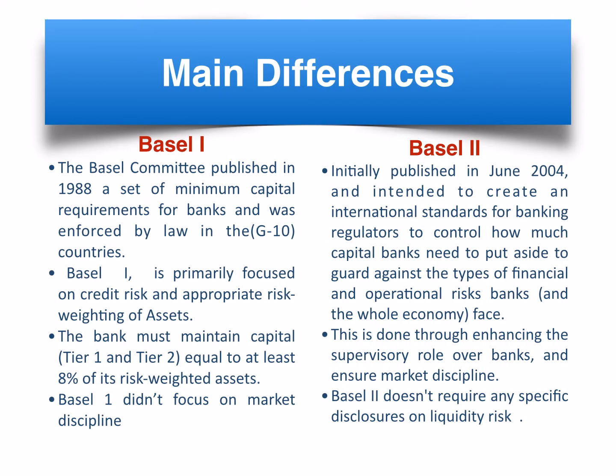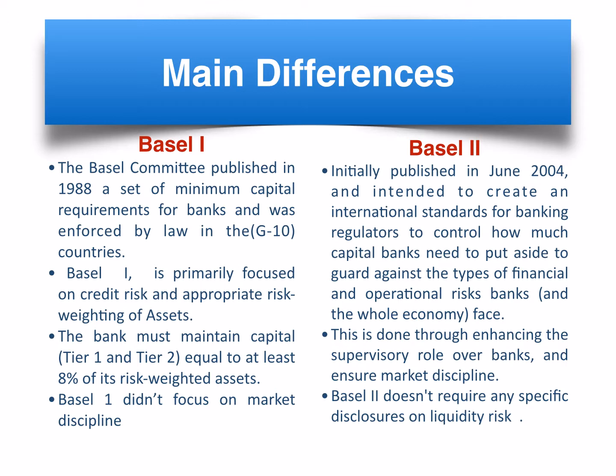The main differences between Basel I and Basel II are described here. We can see that Basel I: the Basel Committee published in 1988 a set of minimum capital requirements for banks, which was enforced by law in the G10 countries. Basel I is primarily focused on credit risk and appropriate risk weighting of assets. The bank must maintain capital, Tier 1 and Tier 2, equal to at least 8% of its risk-weighted assets. Basel I didn't focus on market discipline.